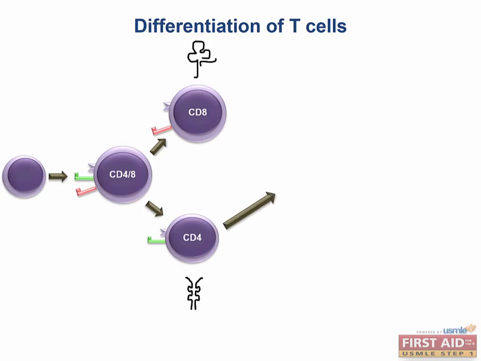So the first type of CD4 cell, if subjected to interleukin 12, is the Th1. And Th stands for T helper. So it's a helper T cell type 1. What does this cell do? Well, it releases cytokines. This is the way it talks to other immune cells and says, keep going, keep attacking, keep doing it. I'm cheering you on.